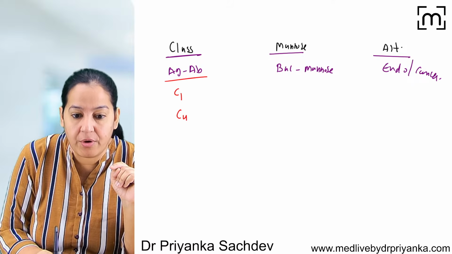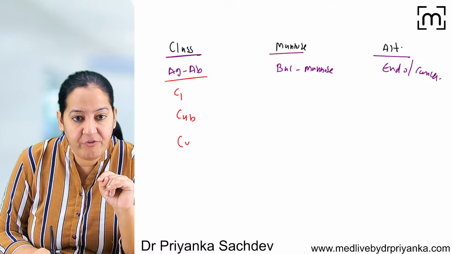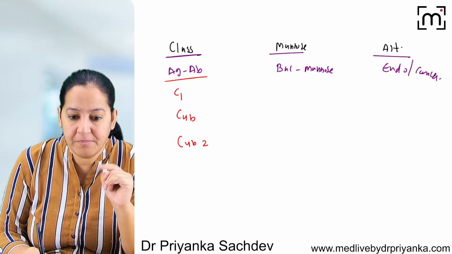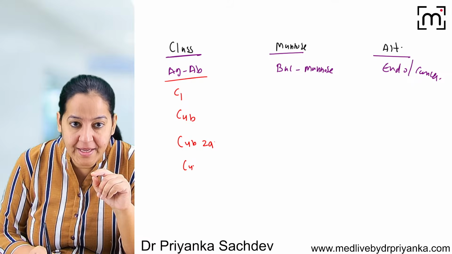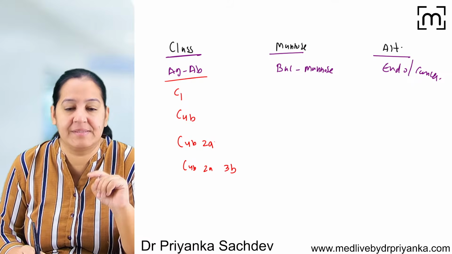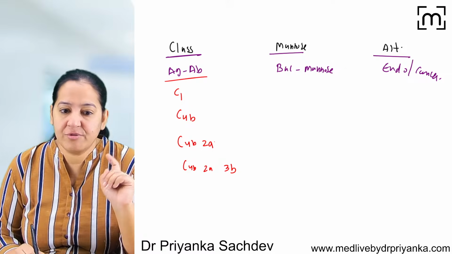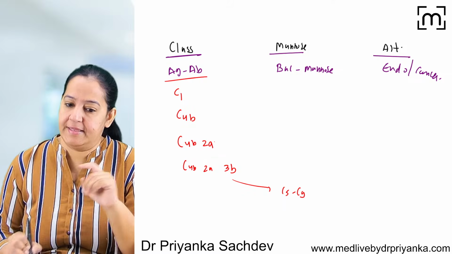Followed by C4. From C4, I am interested in C4b, not C4a. This C4b will activate C2. From C2, I am interested in C2a, not C2b. And this 4b, 2a will activate C3. From C3 again I am interested in C3b, not C3a. So you have to learn the sequence. And finally it's C5 to C9. This is the sequence.